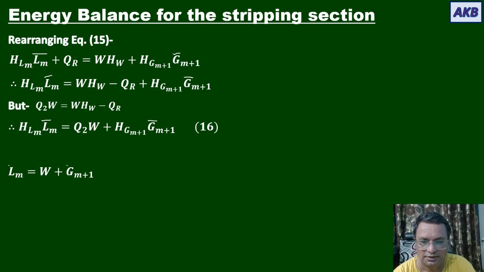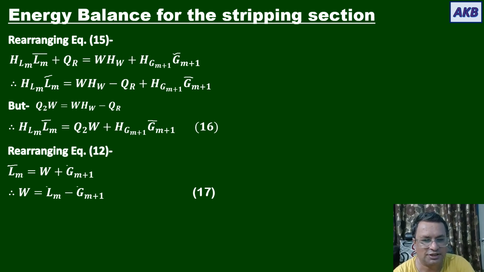Now let me tell you, rearranging equation 12. What was equation 12? Equation 12 was L bar m is equal to W plus G bar m plus 1. Now it is arranged as W is equal to L bar m minus G bar m plus 1, and I'm calling that equation 17.